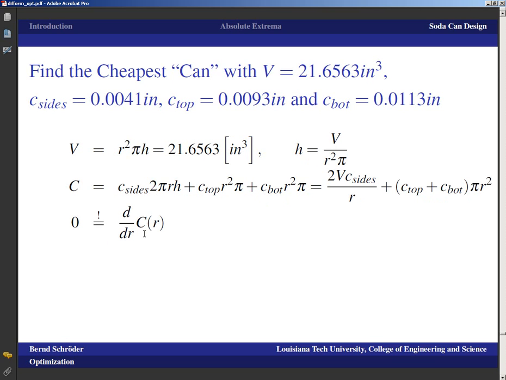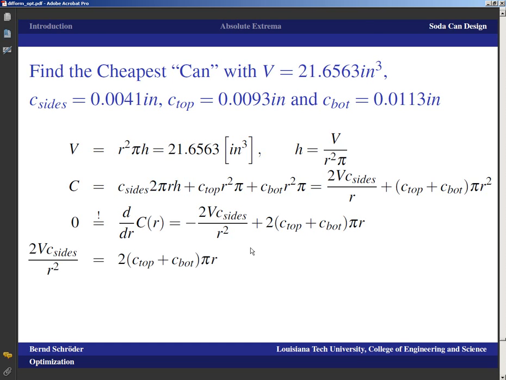Then we want to take the derivative of the cost function with respect to the radius, set it equal to 0. We end up with the derivative of 1 over r, which is negative 1 over r squared, and the constant that we've got in the numerator here, of course, stays in the numerator there. And the derivative of r squared is 2r, and the remaining constants right here, of course, are also just copied down from the previous row.